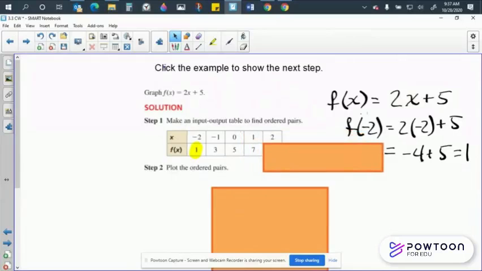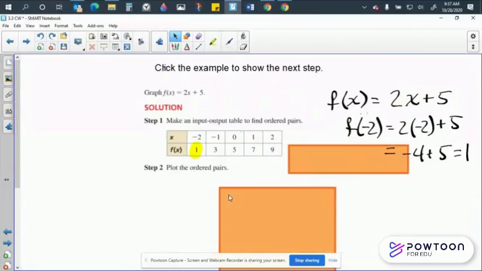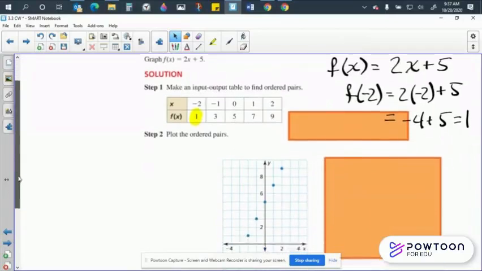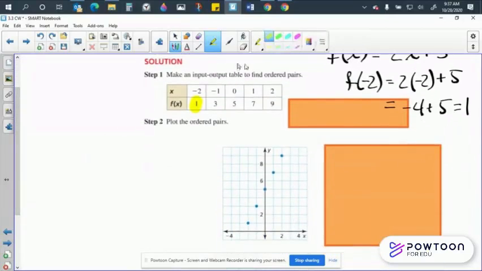Now you evaluate the function at 2. And we should have received a value of 9. Now we can plot the ordered pairs onto a coordinate plane. So we have our point negative 2, 1, negative 1, 3, and so on. And now we can draw a line that will travel through those points.